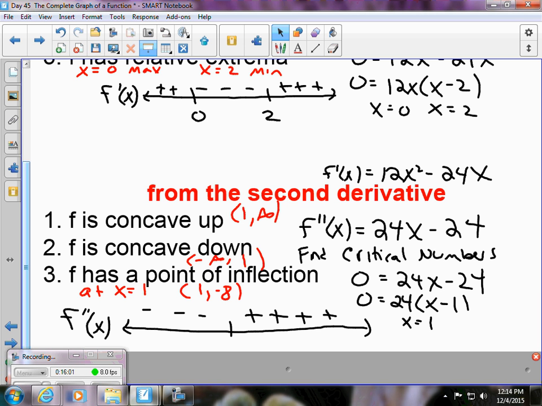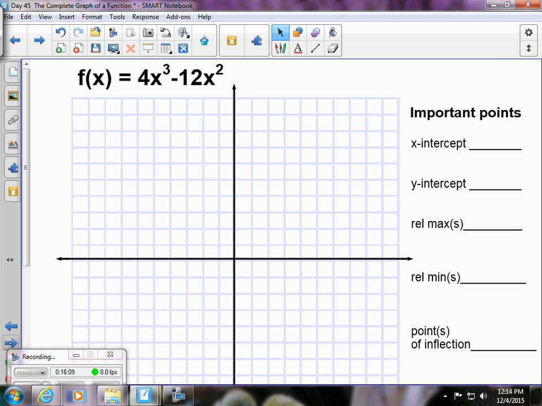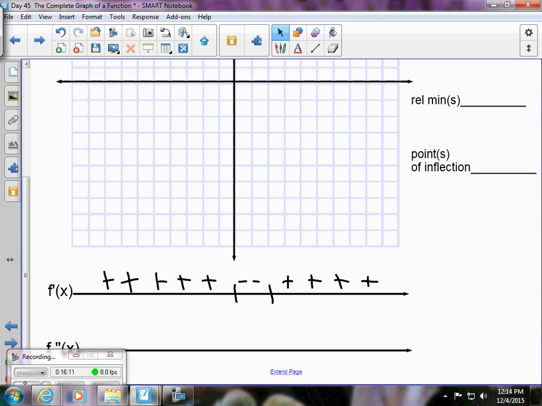Okay. I'm going to go back. So the second derivative sign chart right here. I can't even see these little lines. I'm just guessing. Was it negative then positive?